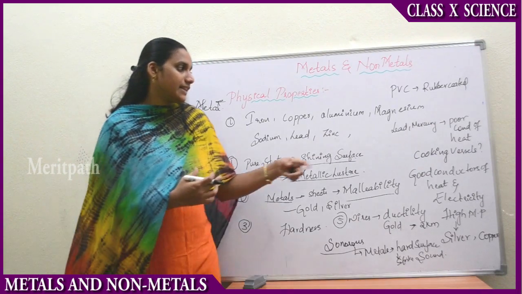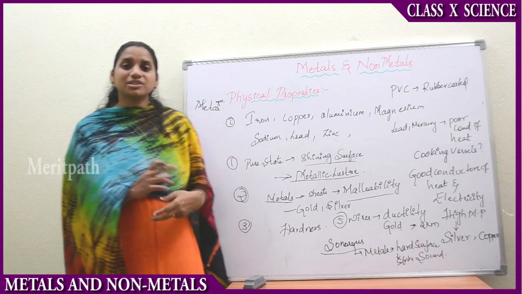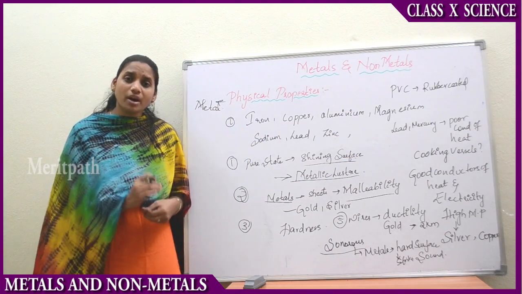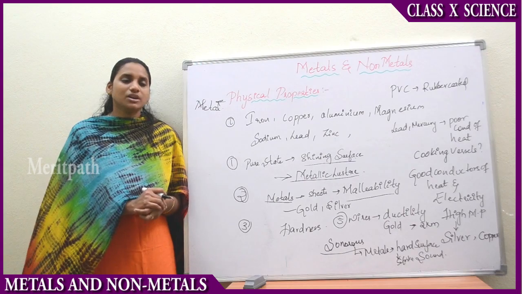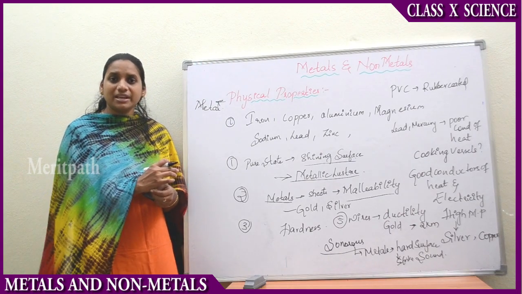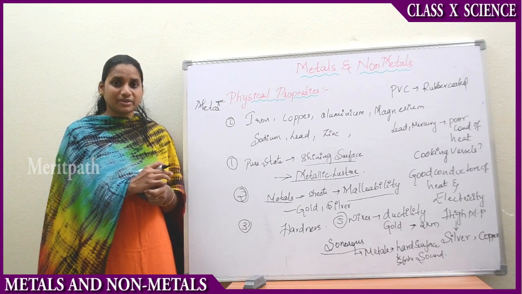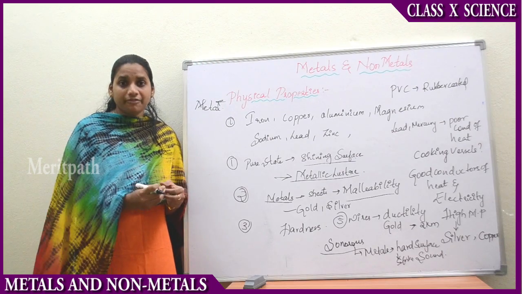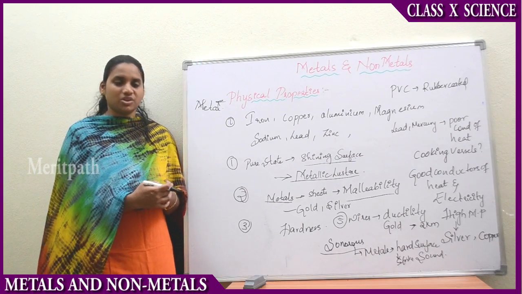Now let us see the other ones, lead and mercury. These two metals act as poor conductors of heat, because mercury is in liquid form even at room temperature.